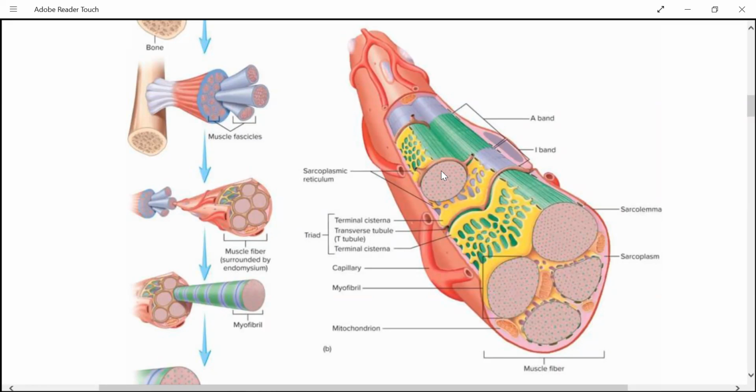In this muscle fiber, we see about 4.5 myofibrils. This yellow portion is the smooth ER of our muscle fiber, which we term the sarcoplasmic reticulum. Our sarcoplasmic reticulum ends in a terminal cisterna on either side here. And this T-tubule is an infolding of our sarcolemma. Those together form our muscle triad.